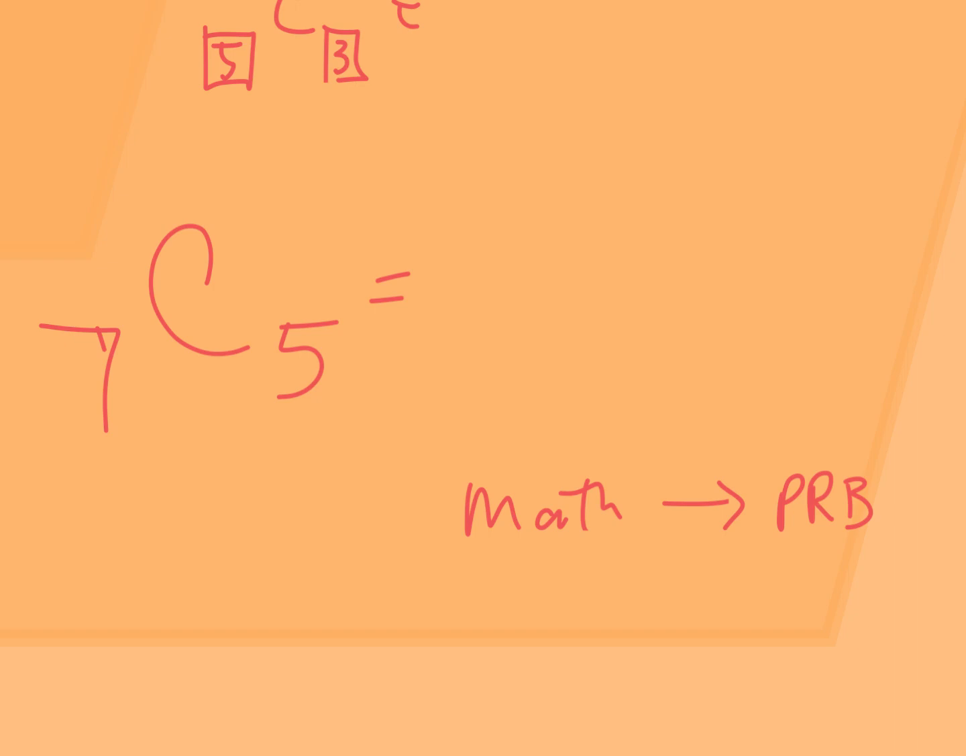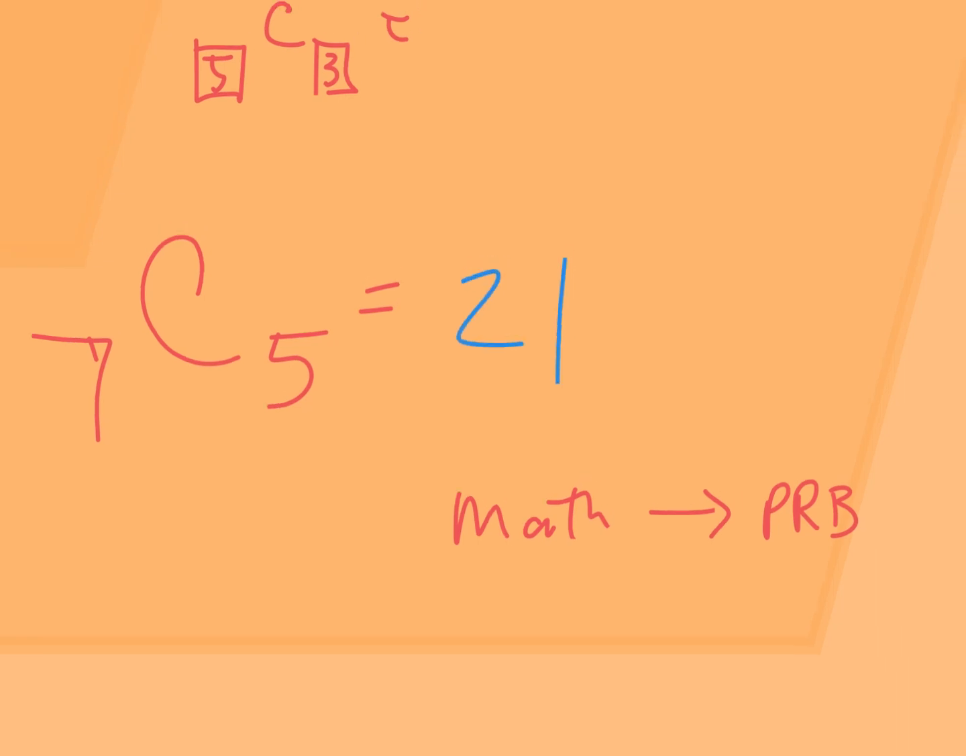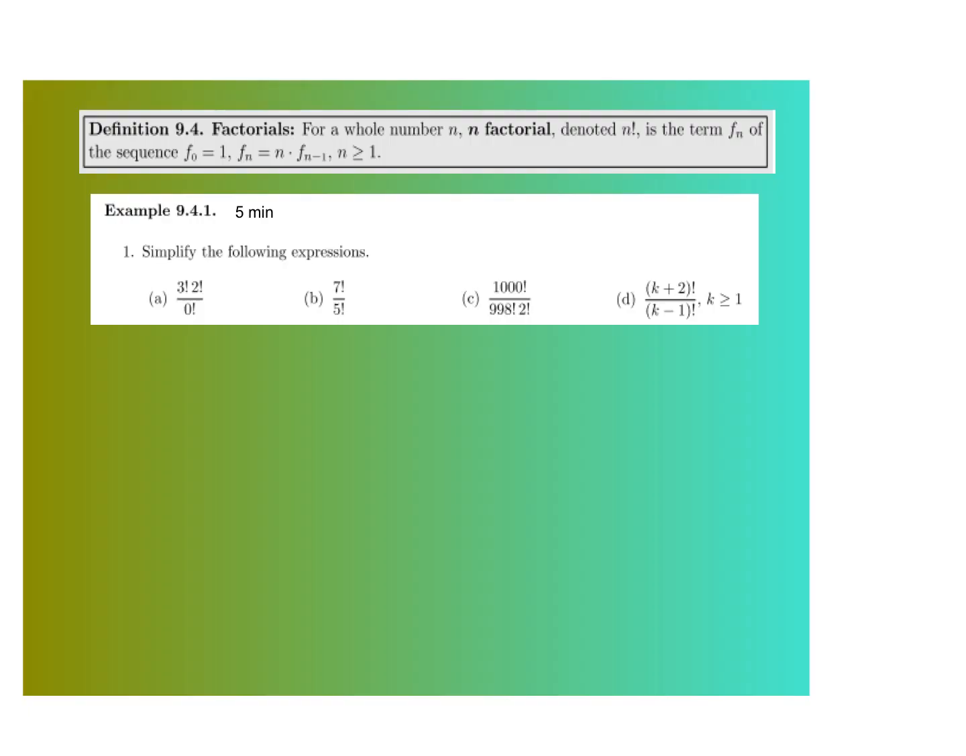Okay, so 7 choose 5. What did you get, Cooper? Raise your hand if you had 21. Okay, good. So let's put it all together and see if you really got this.